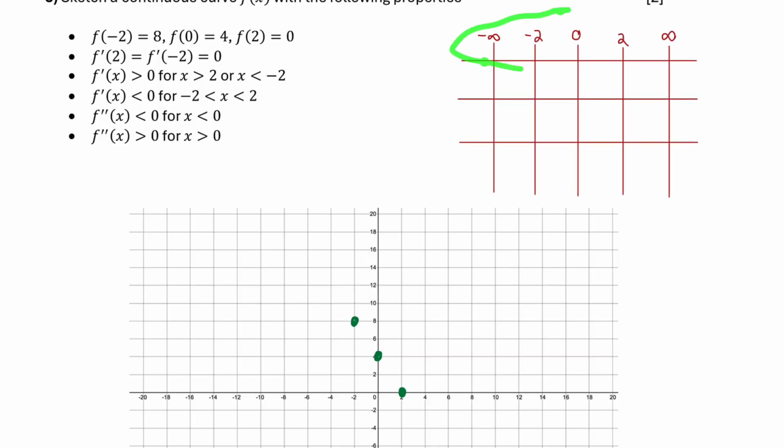Okay, I've got my number line at the top here, but I turn this into a chart so that I can record information about within each interval. What's the sign of the first derivative? What's the sign of the second derivative? And then what does that tell me about the original function f of x?